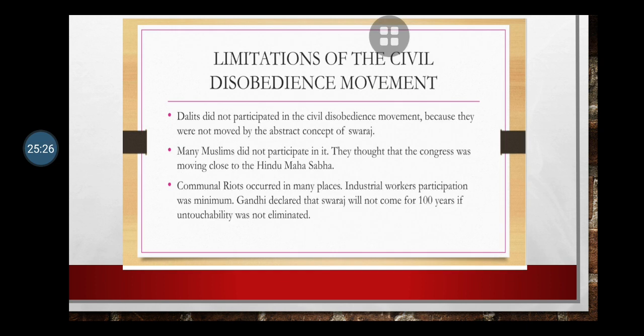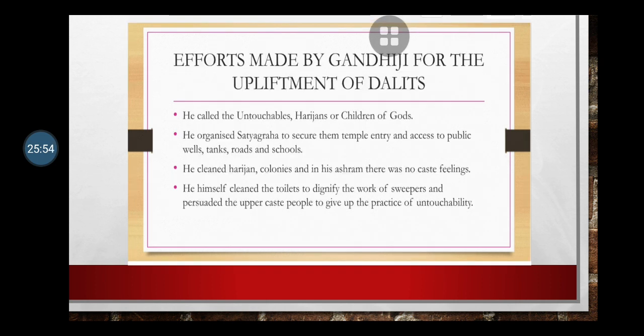Limitations of the civil disobedience movement. See, Dalits did not participate in the civil disobedience movement because they were not moved by the abstract concept of Swaraj. And many Muslims also did not participate. They thought that the Congress was moving close to the Hindu Mahasabha. Communal riots occurred in many places. Industrial worker participation was minimum. Gandhiji declared that Swaraj will not come for 100 years if untouchability was not eliminated. There were several efforts made by Gandhiji for the upliftment of Dalits, right?